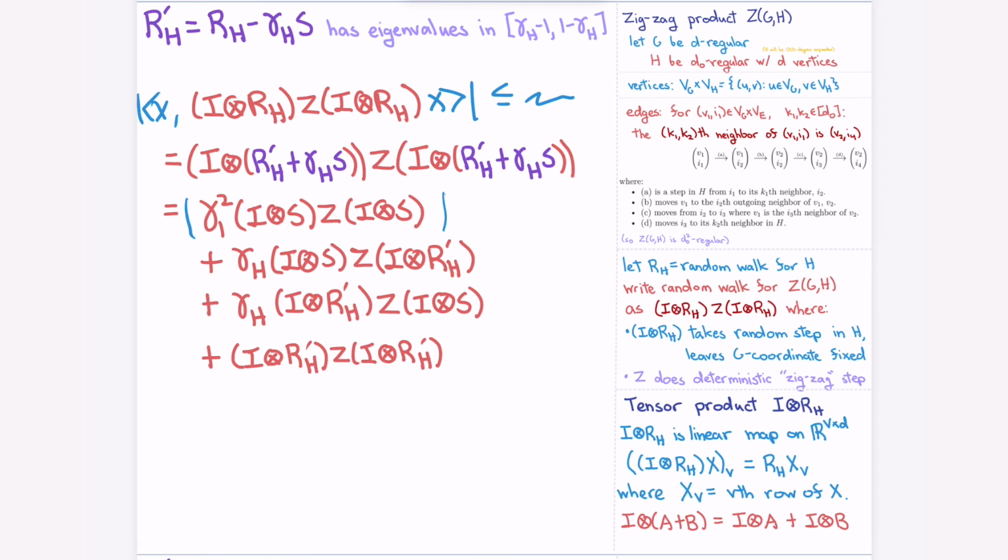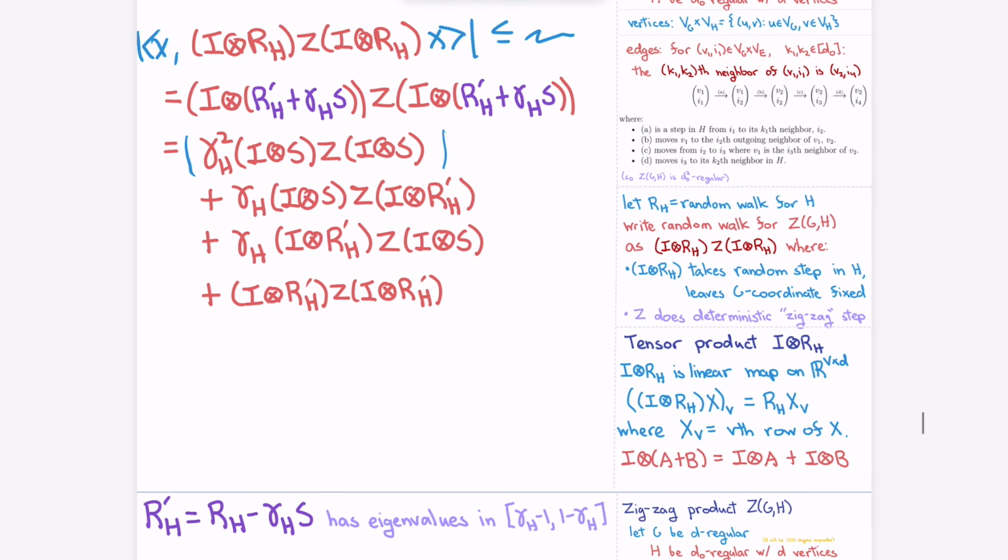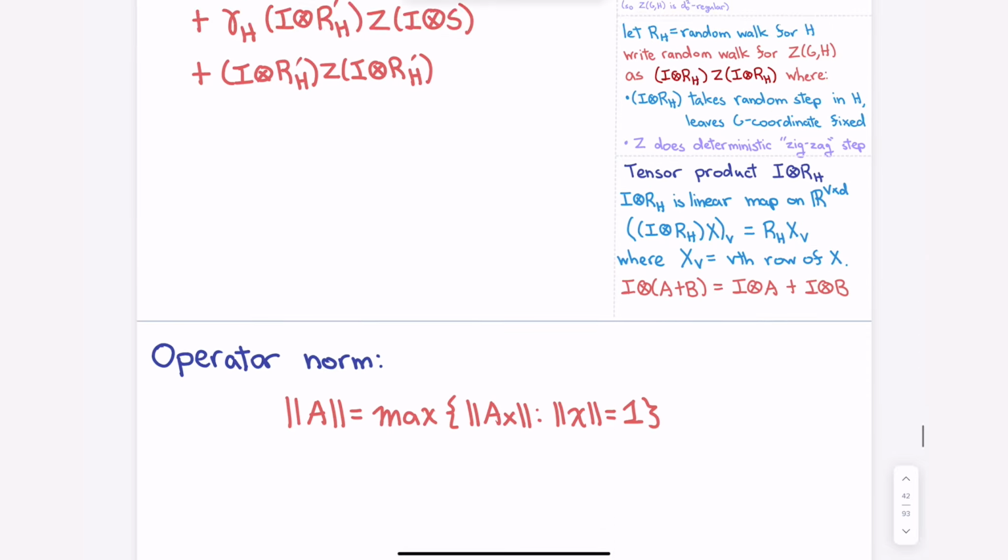No, this should be an H. Yeah, and the type is going to show up on the next slide too. This seems like the same slide.